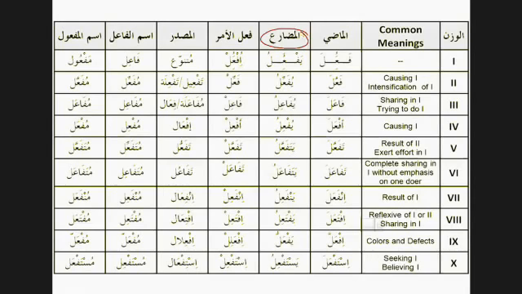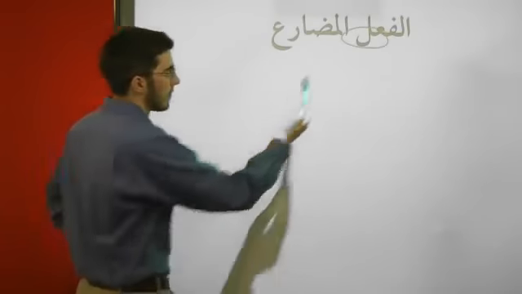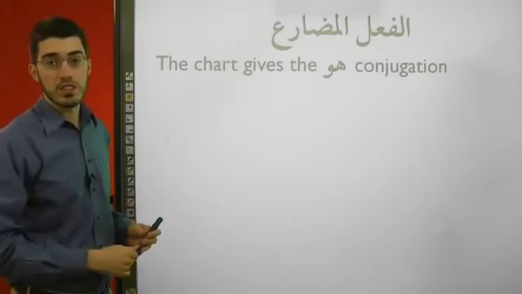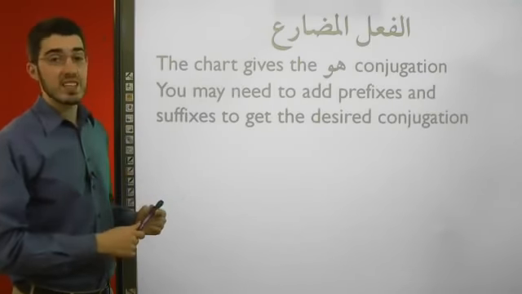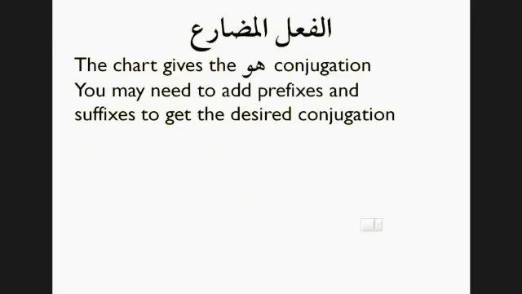It's quite similar to the fi'l mad in two important regards. The first, of course, let's erase this circle, is that this table, as with the fi'l mad, is still conjugated for the huwa conjugation, so watch out for that. And number 2, you're going to need to add prefixes and suffixes in order to get the desired conjugation. Notice the fi'l mad, we just changed the ending. The fi'l mudari', we changed what's in front and what's at the end.